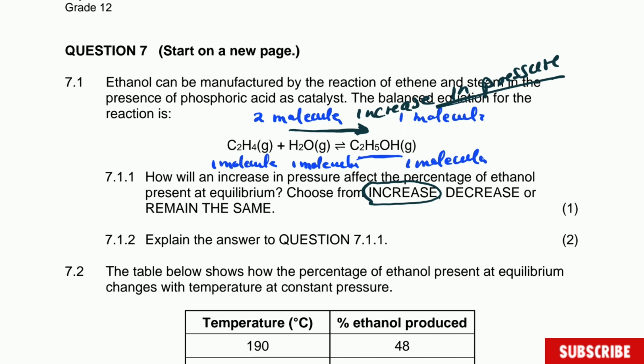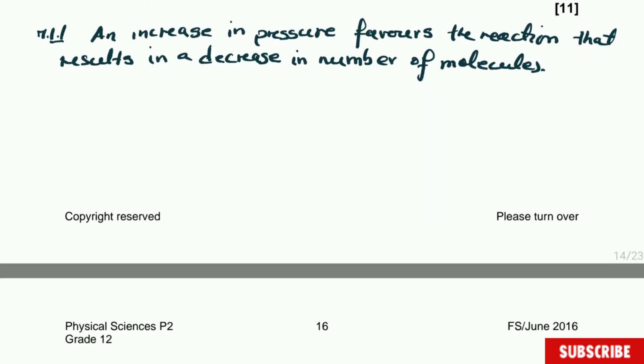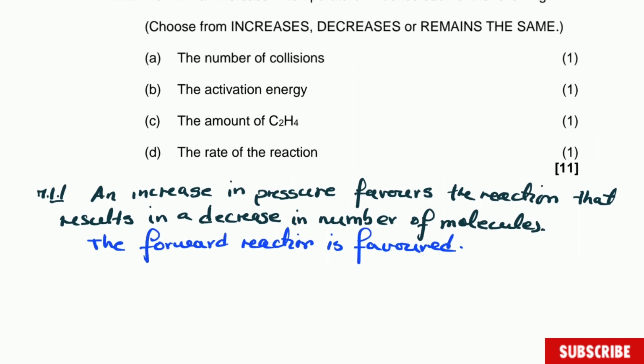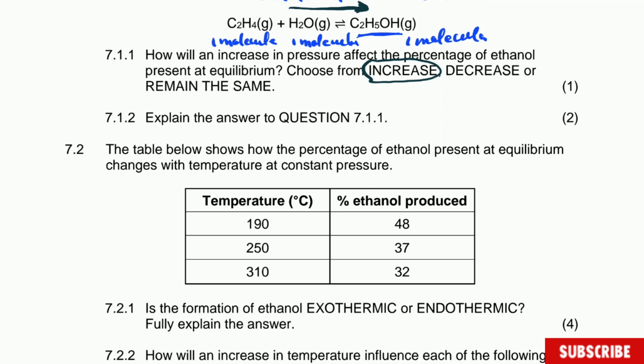Now, how do we explain this one? We have to use Le Chatelier there. The first thing we have to say here is that an increase in pressure will favor the reaction that results in a decrease in the number of molecules, and therefore in this case the forward reaction is favored. The forward reaction is favored, guys. This is the end of 7.1.1.